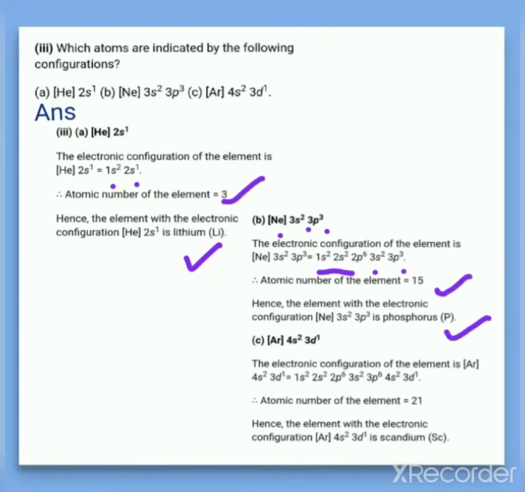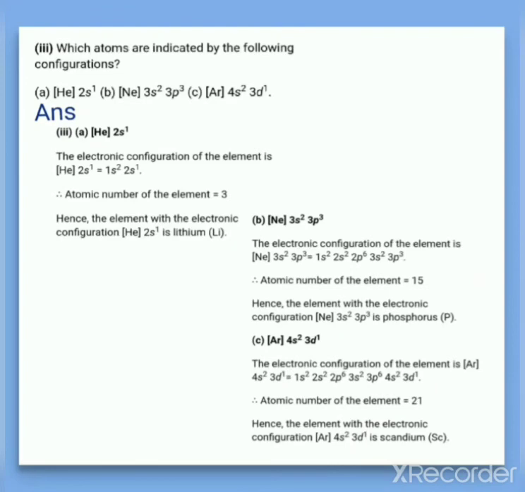The last one, the electronic configuration is given as argon. Atomic number for argon is 18. So this is 18 plus 2 plus 1. When you make the sum, you get 21, and 21 belongs to scandium. So these are all the answers for the question which we have discussed. This is all about the 3 questions which we have discussed in this video.